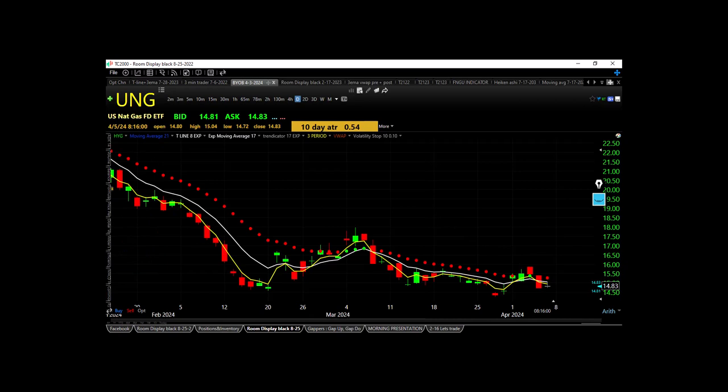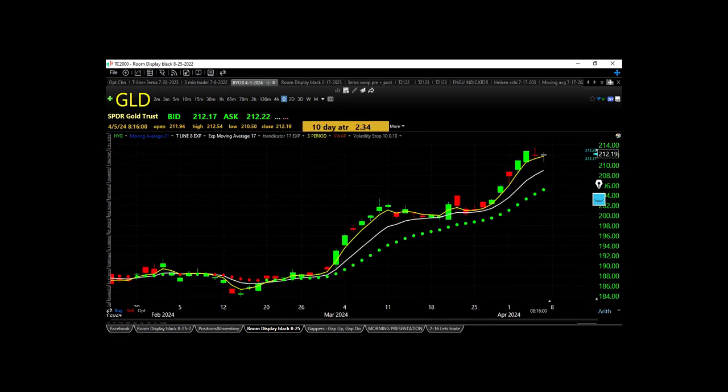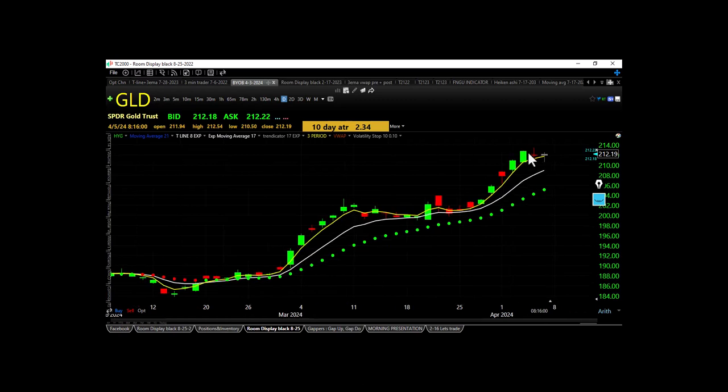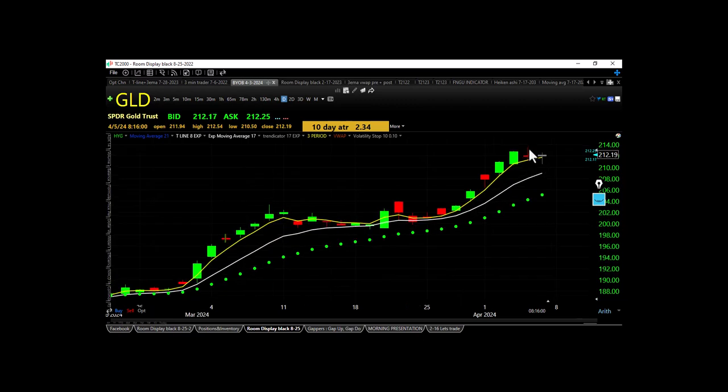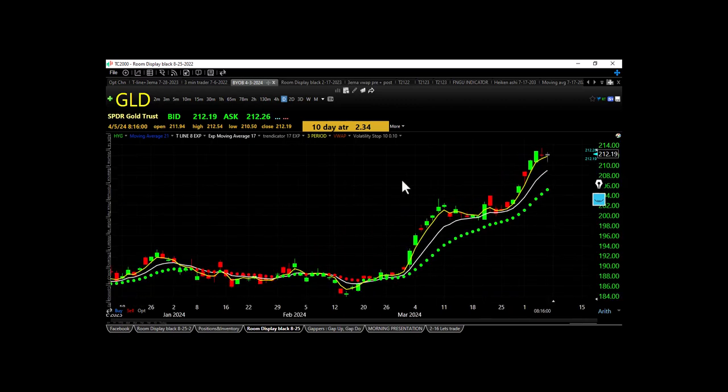Let's take a look at precious metals. All right, precious metals. GLD printed a new all-time high yesterday with a higher low and a higher high, closing over the bullish trap, over the rising 17 EMA.